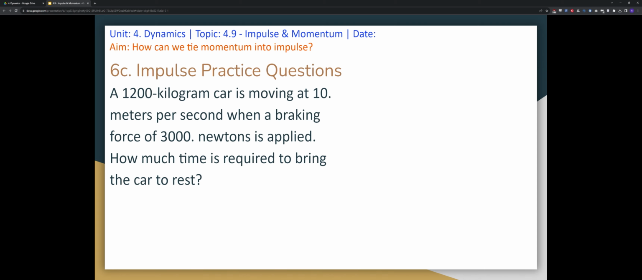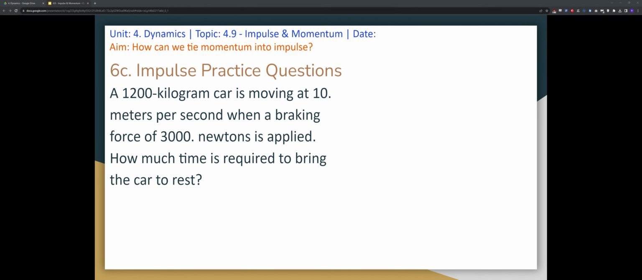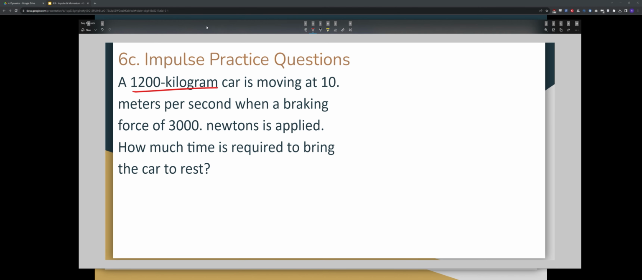Let's do 6C. Kind of go through this. Again, feel free to pause the video. So I'm just going to go ahead and underline all these numbers. A 1200 kilogram car is moving at 10 meters per second when a braking force of 3000 newtons is applied.